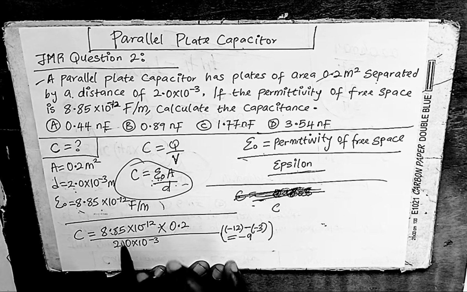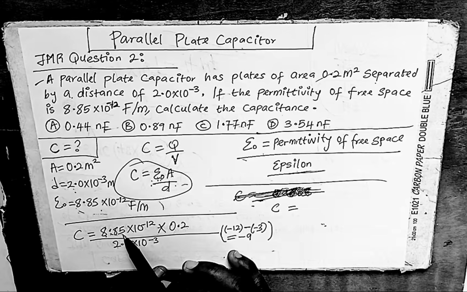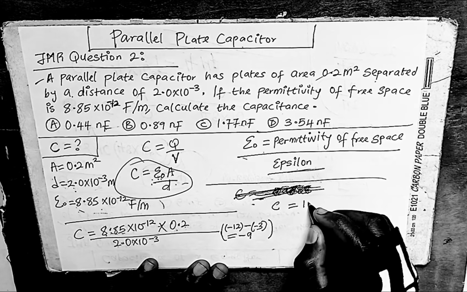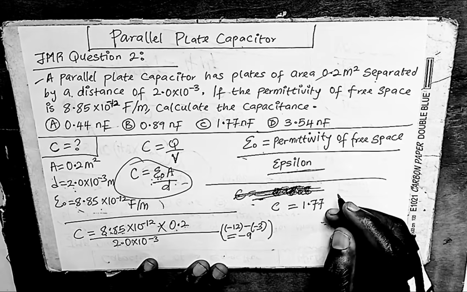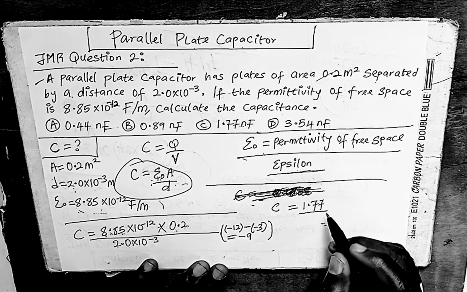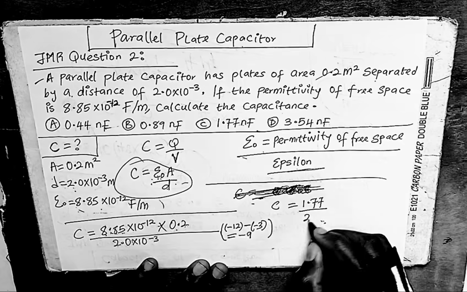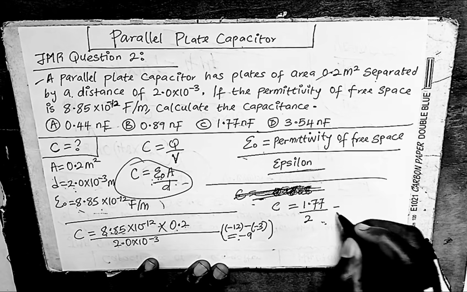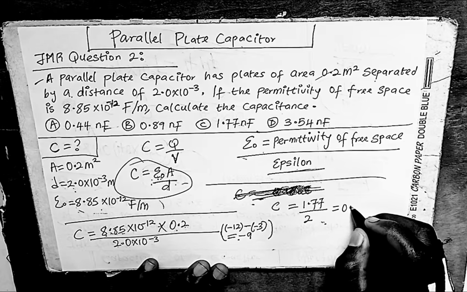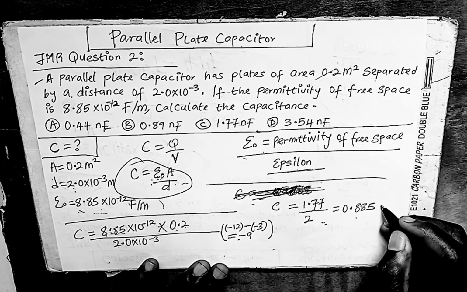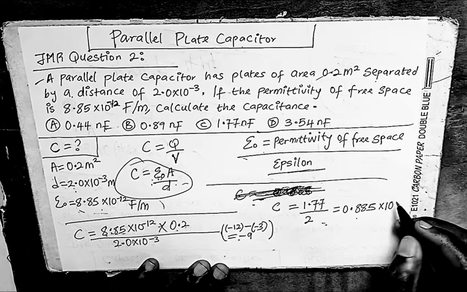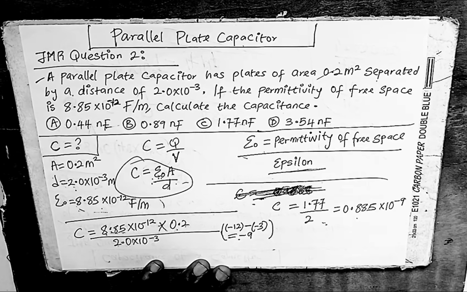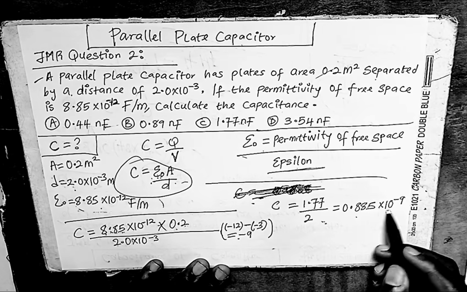Therefore, our C now is equal to 8.85 times 0.2, which will give us about 1.77. Over what do we have below? We have 2. Remember, our power we don't solve. So 1.77 divided by 2, we are left with 0.885 times 10 raised to power minus 9. Okay, this answer is in farad.